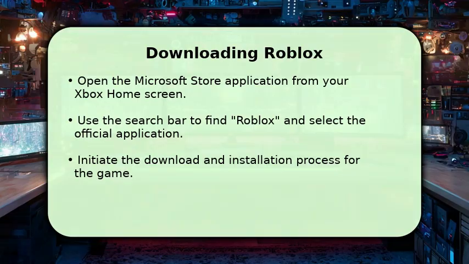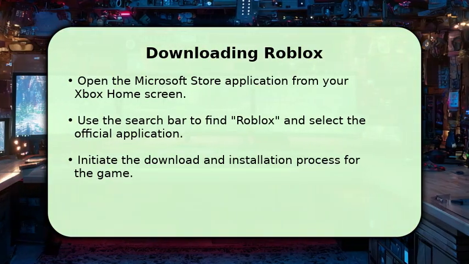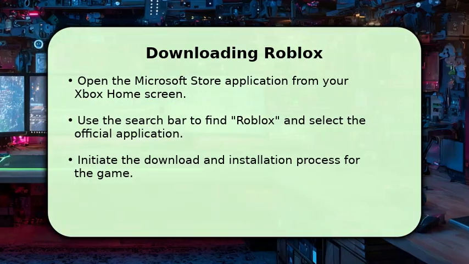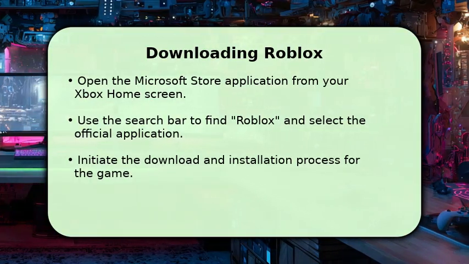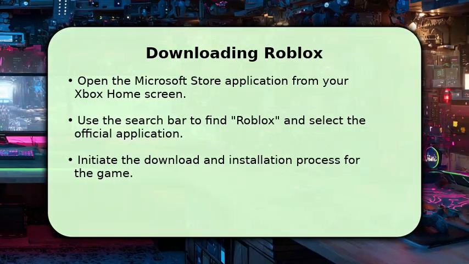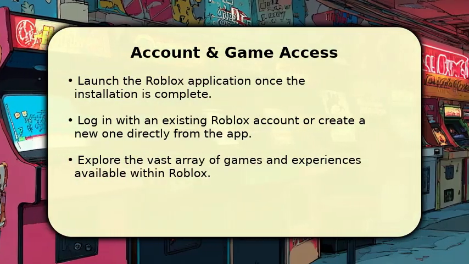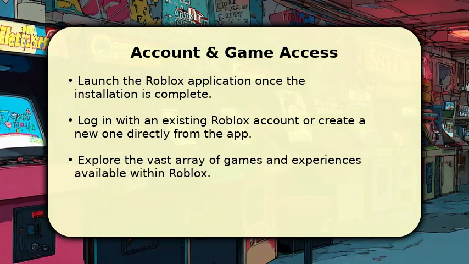Make sure to select the official Roblox application. After finding it, simply click Get or Install to begin downloading the game. The download speed will depend on your internet connection, but it's usually quite quick. With Roblox successfully installed, launch the application from your games library.